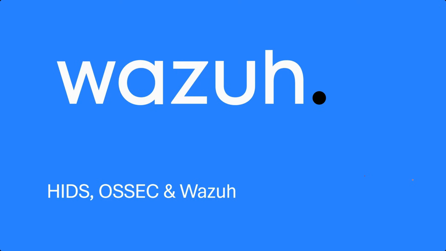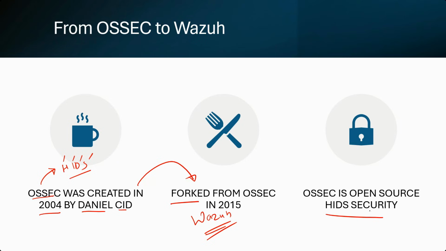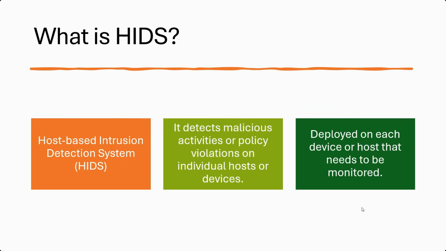So let's talk about HIDS, OSSEC, and Wazuh. Why am I actually talking about OSSEC? Well, OSSEC is a security platform, or to be very specific, it is a HIDS software, host intrusion detection system, which was created by Daniel Cid in the year 2004. In 2015, it was forked and the Wazuh platform was created. OSSEC is also an open source HIDS security software which still exists. Now, before we talk about OSSEC even further, let's understand what a HIDS software is.